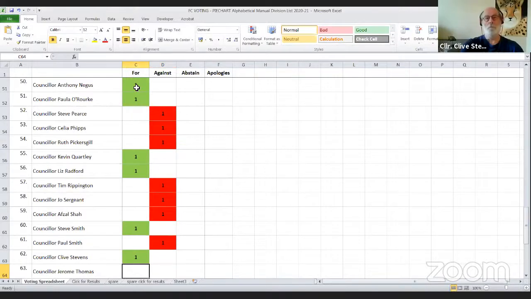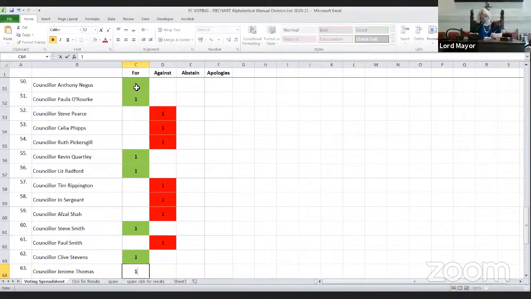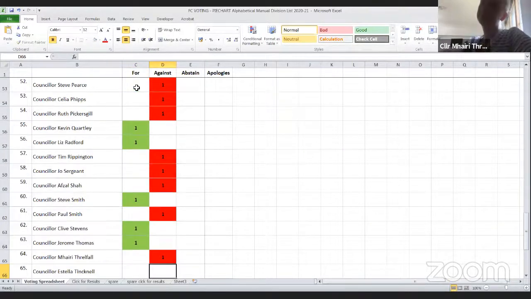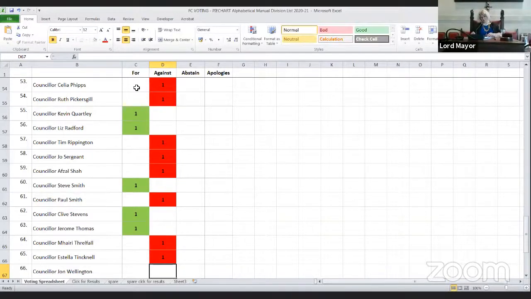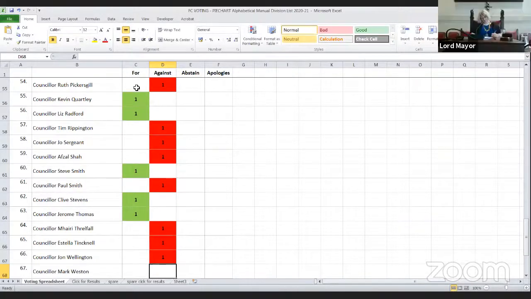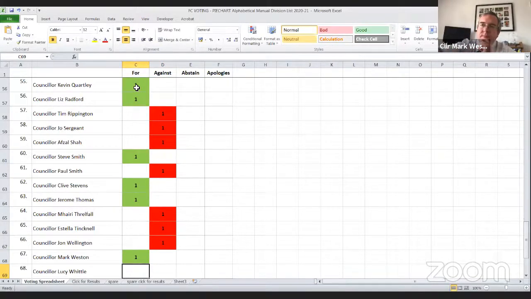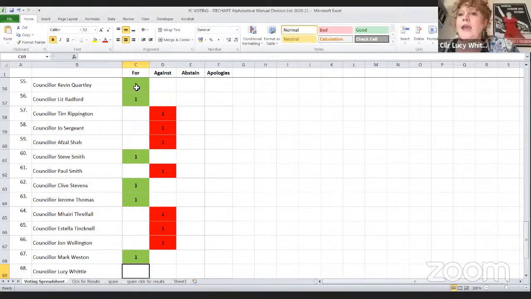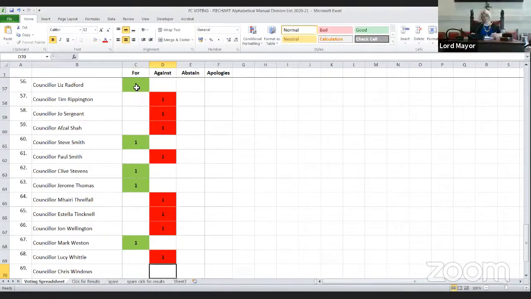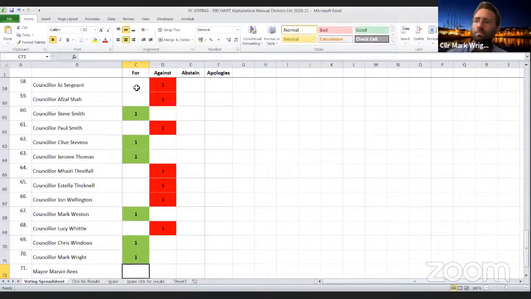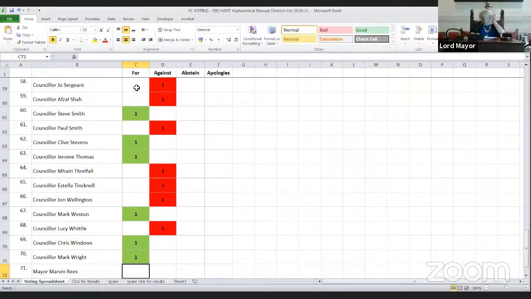For. Councillor Thomas. For. Councillor Threlfall. Against. Councillor Tinknell. Against. Councillor Wellington. Against. Councillor Weston. For. I've missed it. Councillor Whittle. Against. Councillor Windows. For. Councillor Wright. For. Mayor Rees. Against.